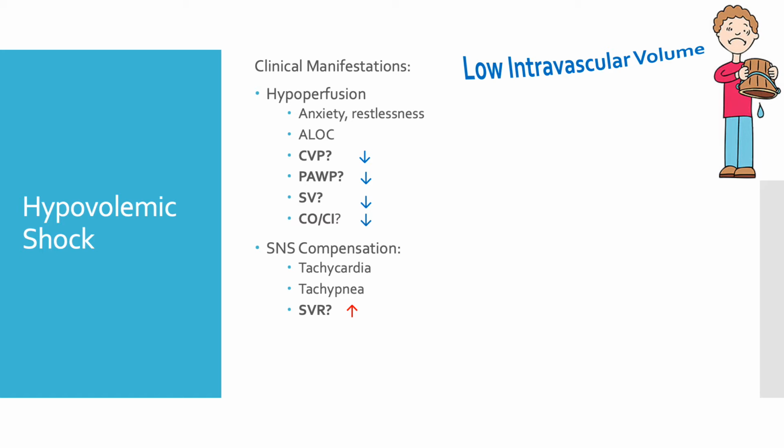Now, when we look at stroke volume and cardiac output and cardiac index, all of these relate to how much blood is going to be pumped out of the heart. And this will typically be low because we have a limited volume coming in. So why is the systemic vascular resistance high? Well, remember, our sympathetic nervous system wants to shunt the blood and direct it to our vital organs. So it directs the blood away from our peripheral vasculature and to our core, causing vasoconstriction. That is going to increase our systemic vascular resistance.